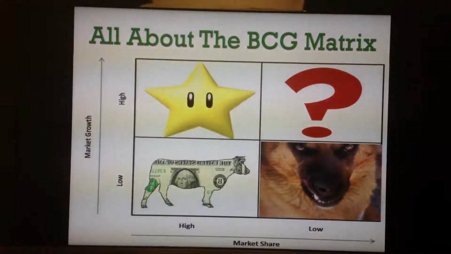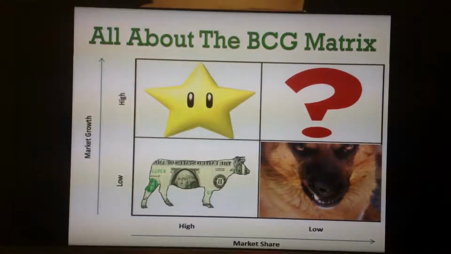We'll start off by taking a look a little bit at the portfolio management tool. The BCG Matrix is also known as the Boston Consulting Group Matrix. It is a portfolio management tool that is based on the concept of the product life cycle theory. What's the purpose of the BCG Matrix, you ask? Well, the BCG Matrix was developed in 1968 by the Boston Consulting Group.